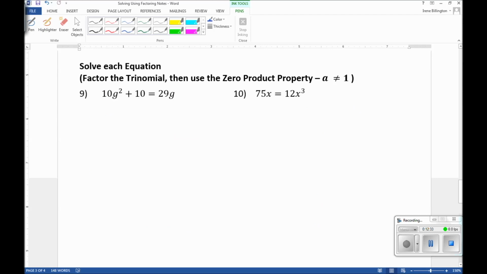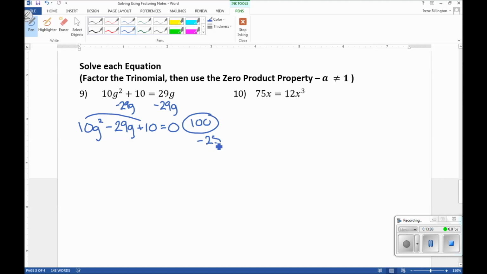Notice that on example 9, our a value is not 1. It's 10g squared. So that tells me, hey, I can't use my shortcut here. All right, so let's start by just making this equation equal to 0 by subtracting that 29g from each side. So I have 10g squared minus 29g plus 10 is equal to 0. My magic number is 100. What multiplies to equal 100 and adds to negative 29? Maybe negative 25 and negative 4.